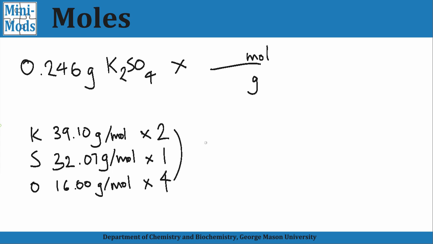Once we do those multiplications and we add up all the totals, we'll end up with a molar mass of 174.3 grams per mole. So this is the molar mass of potassium sulfate, and this is going to become our conversion factor, because what it tells us is that there is 1 mole for every 174.3 grams. So now we just need to follow through the math.